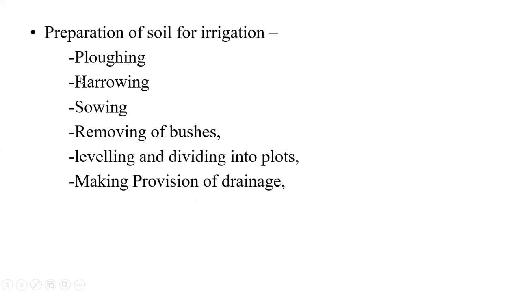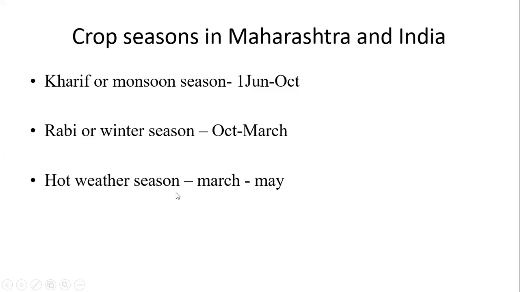So those are the steps that are essentially required to be adopted for the preparation of the soil for the irrigation, that is prior to the irrigation. Those steps are essentially required to carry out. Now the next point is the crop seasons in Maharashtra and India.